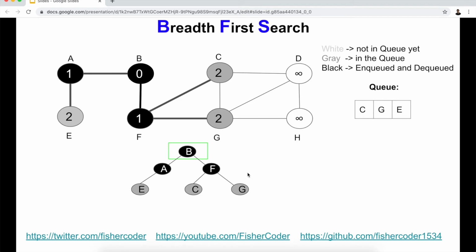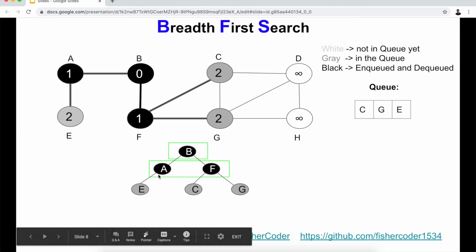Again, this is why it's called breadth first search. We visit every single level first. This level has been finished. How can we control this order? Because we used a first in, first out queue. Next, we'll visit the next level.